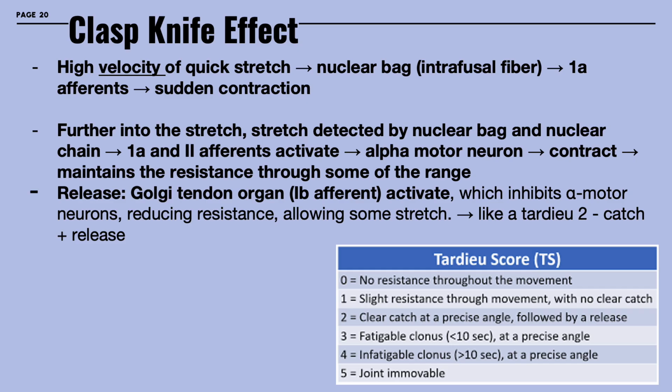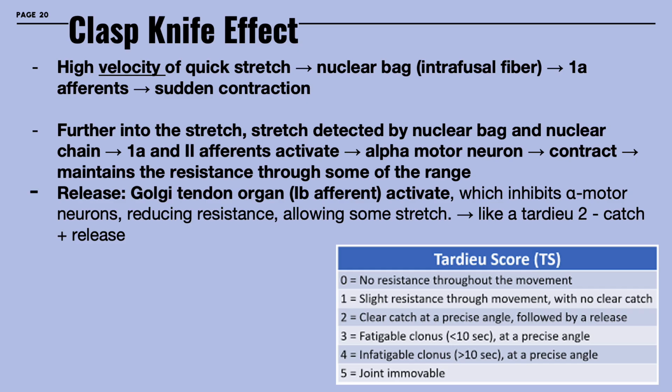the nuclear bag, which is a type of intrafusal fiber, sends 1A afferents to the spinal cord, which causes a sudden contraction of that muscle. Further into the stretch, it is detected by nuclear bag and nuclear chain, so types of intrafusal fibers again, sending information back to the spinal cord, activating those alpha motor neurons, causing a contraction to maintain the resistance through part of that range.